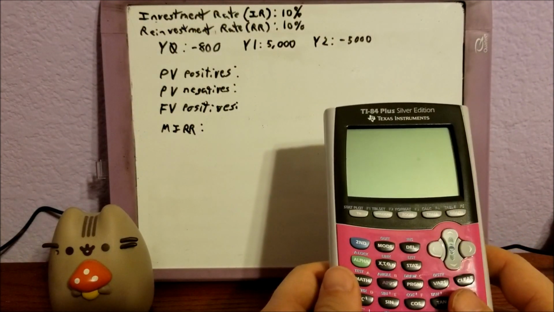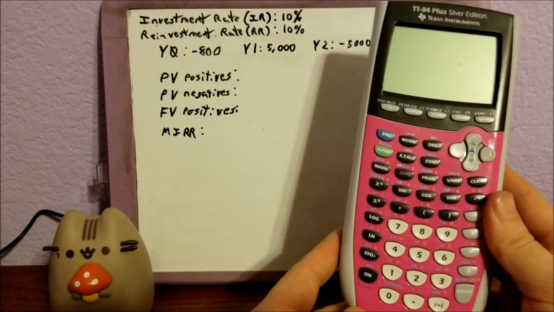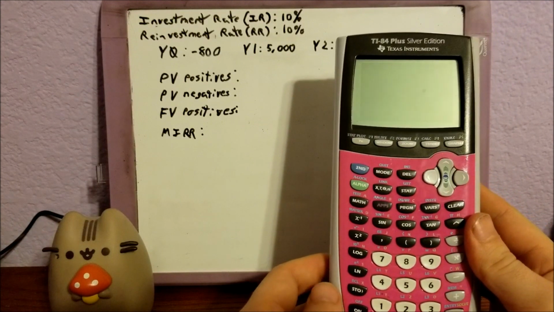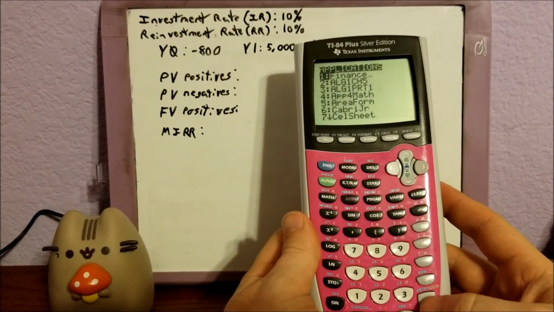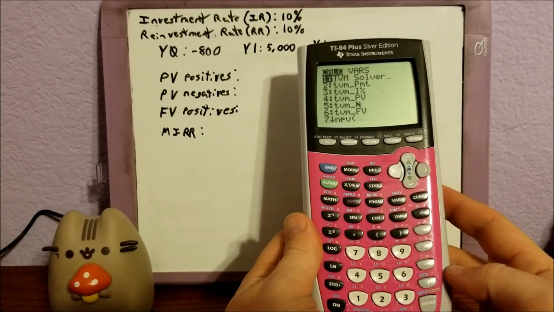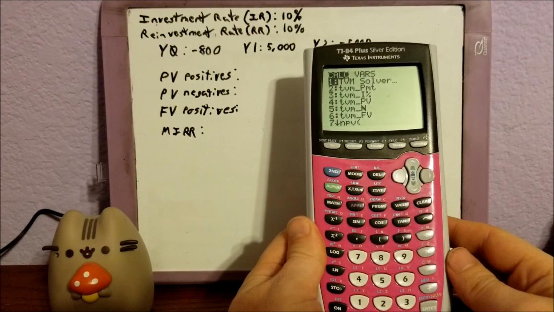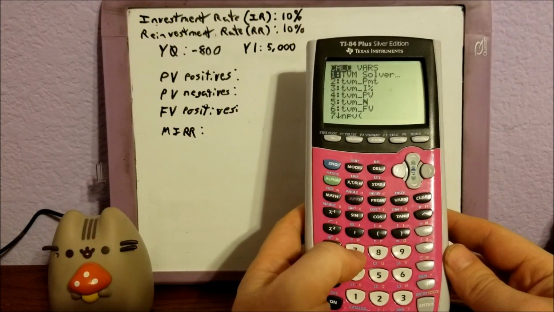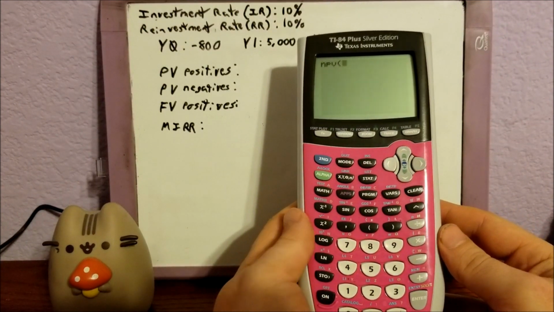Okay, so the present value of the positives. Let's go ahead and get started with that. I'm going to turn on our calculator. I'm going to hit Apps. I'm going to go into our Finance calculators. And then down here at the very bottom, number 7, NPV, net present value. I'm going to hit 7 for that. I could arrow down if I wanted to, but this is faster.